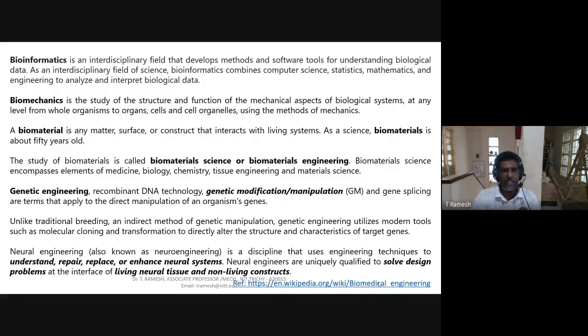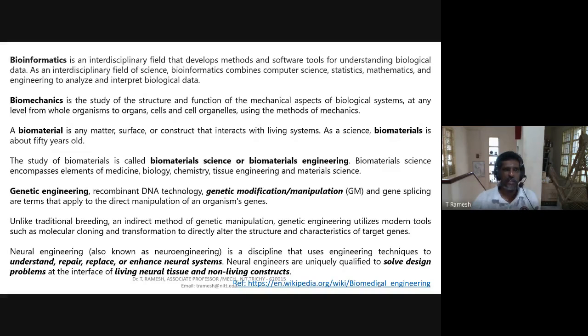As I mentioned, there are a number of subfields available in biomedical engineering. It is not a single area where only the doctors are permitted to work, but it is categorized into different groups. Like bioinformatics, which is an interdisciplinary field that develops methods and software tools for understanding biological data. See how the biological tissues behave, or how the organs of the human behave.